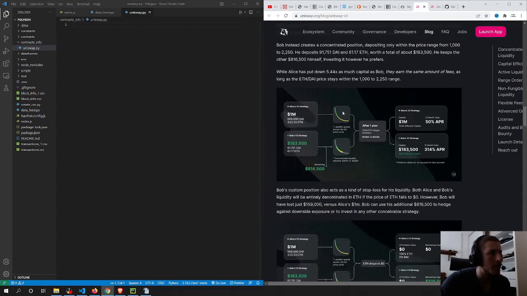Okay, liquidity spread across the full price curve. Concentrated liquidity between. So she is spreading the liquidity through the full curve, and Bob is not. And Bob is more capital efficient by doing that.